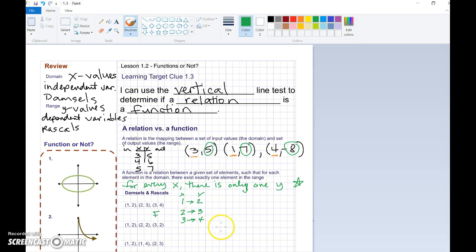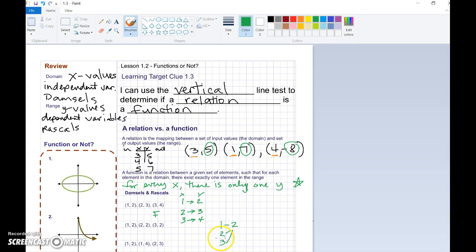Over here we have 1 pairs with a 2, and then we have 2 pairs with 2, and we have 3 pairs with 2. Now, is this a function or not? Well, let's look at the x values. 1, how many boyfriends does she have? She has 1. It's 2.